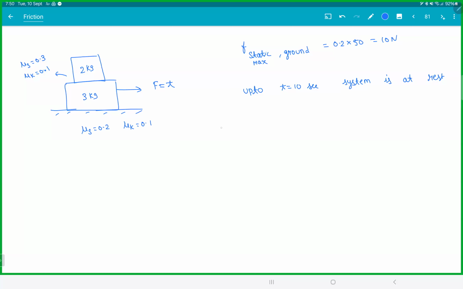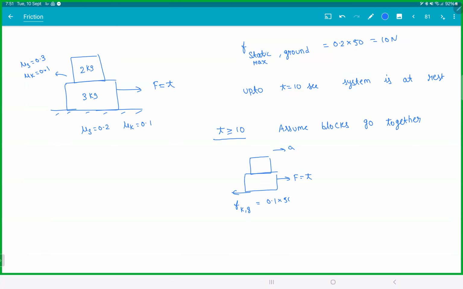Then, second part, for T greater than 10 seconds, assume both the blocks are going together. Story is the same. Now we want to find up to what time they'll go together. Then F is equal to T. This is acceleration. Now because it is slipping, Fk kinetic on the ground suddenly becomes 0.1 into 50. This is 5. So T minus 5 is equal to 5a. So acceleration is T by 5 minus 1.